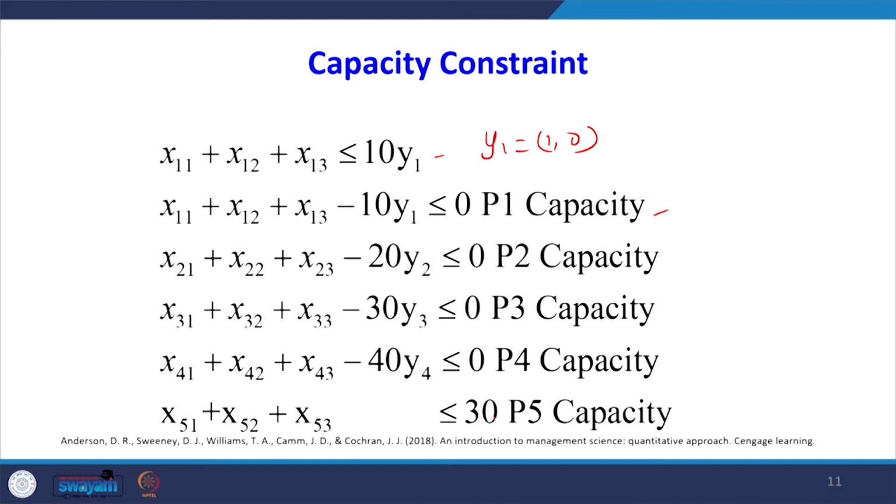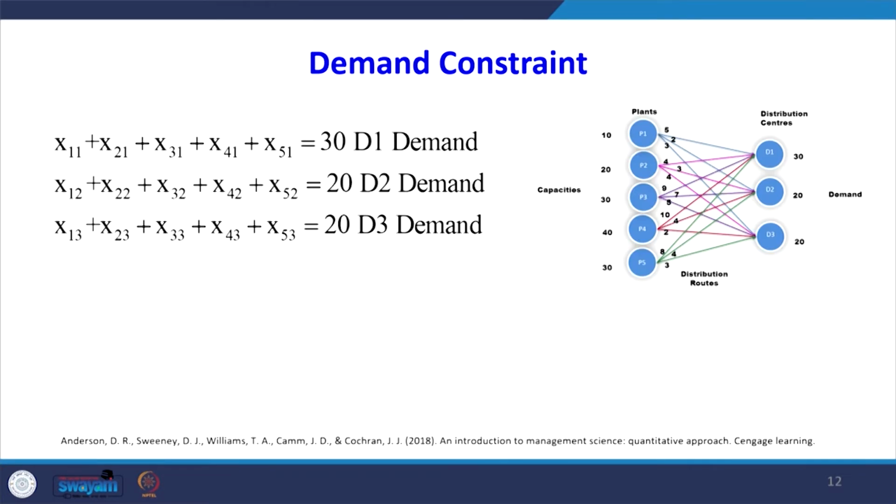So this is our capacity constraint. Now we will be writing the demand constraint. What is a demand constraint? You see D1, what are the possible ways to reach D1? x11, x21, x31, x41, x51, that should be equal to 30.